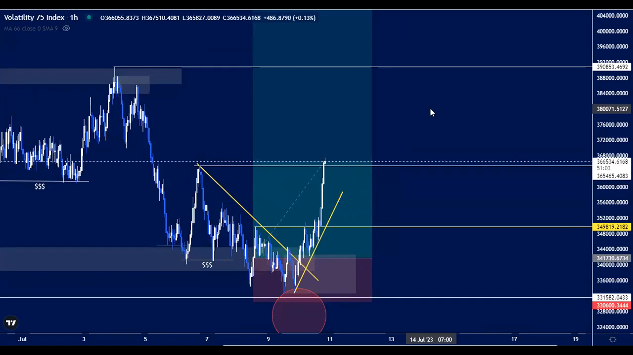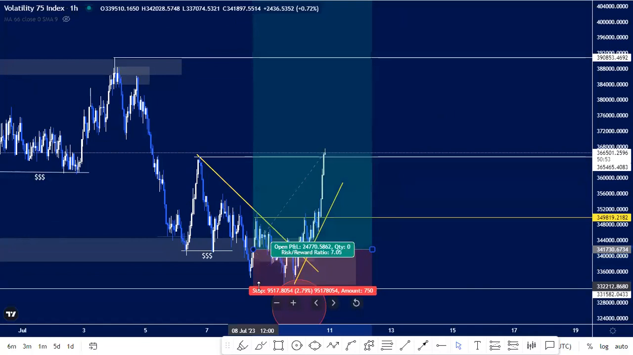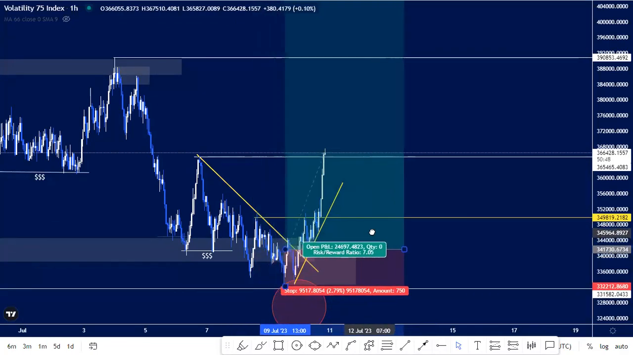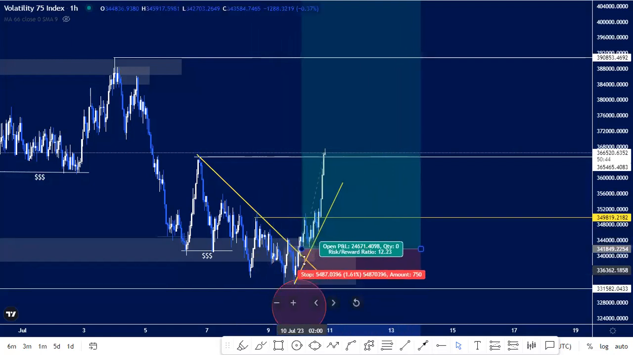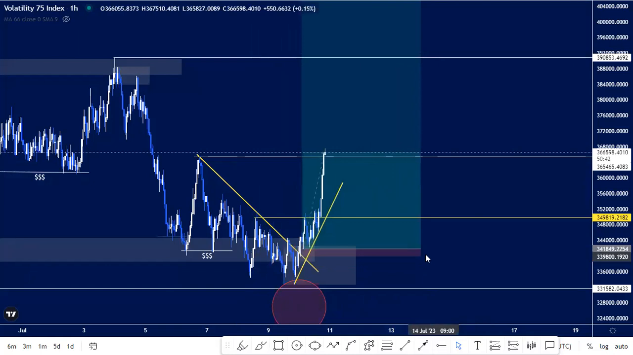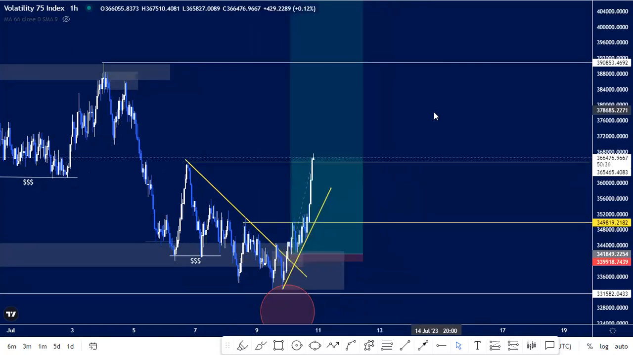I gave you a buy in the morning on volatility 75, and right now it's a risk-free trade because the stop loss right now, as I said, put your stop loss to empty. So meaning the stop loss roughly right now, I can say it's somewhere around here, which is the entry. So this is a risk-free trade right now.